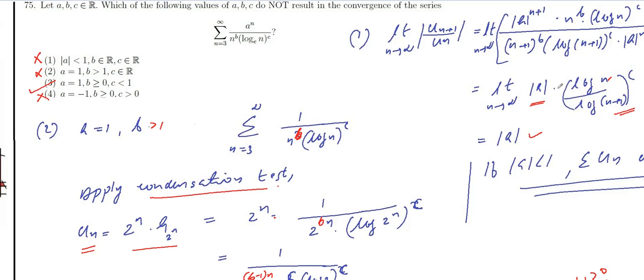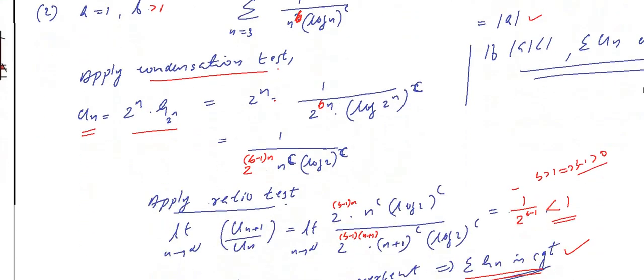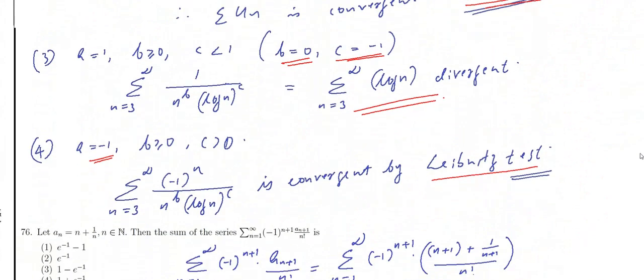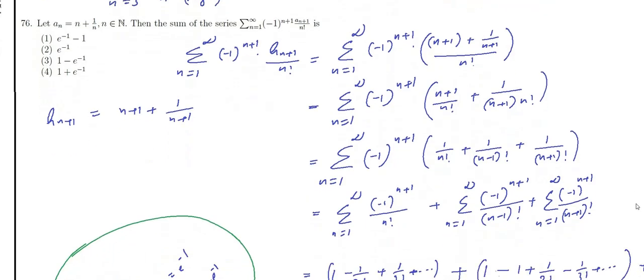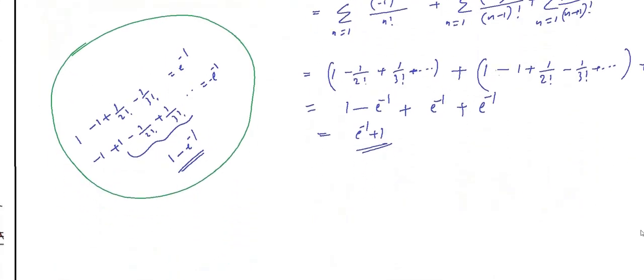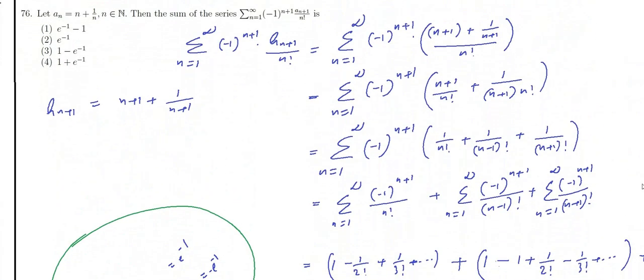And the difficulty level of this problem is not that much, right? We can do this problem, but it will take more time because all these options have to be dealt with independently. That's the thing. So it's a time consuming problem. And we'll do one more question, question number 76. That is simple actually.